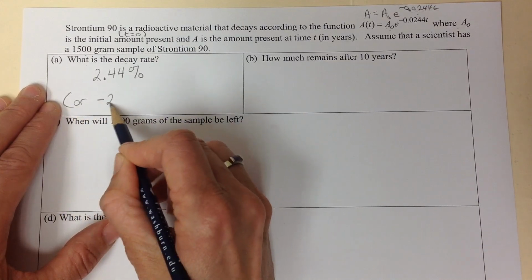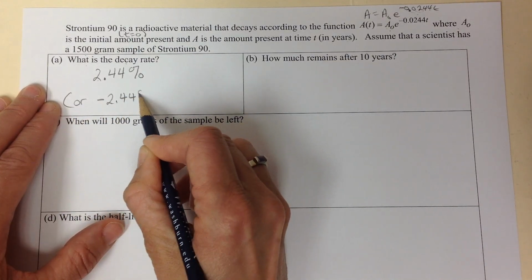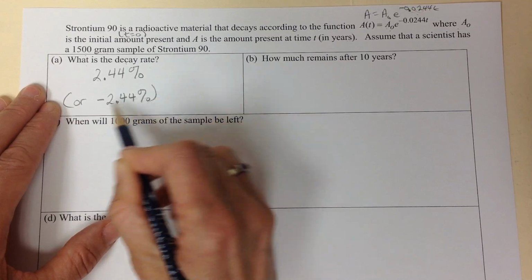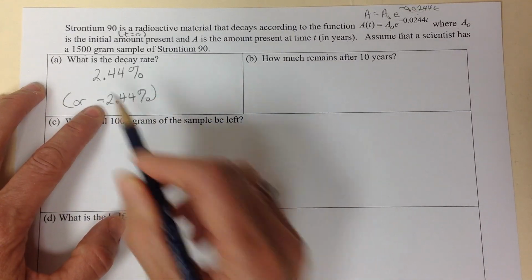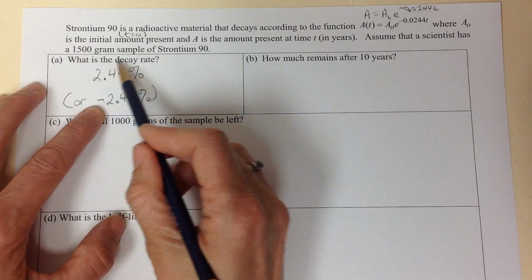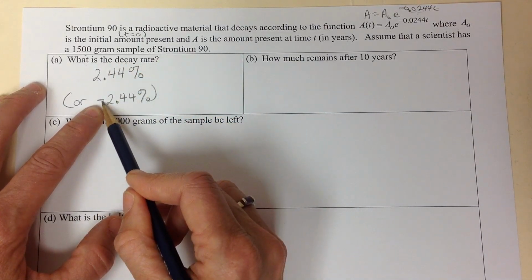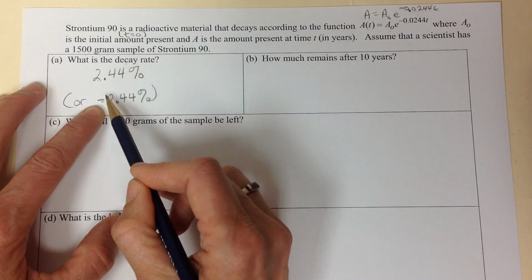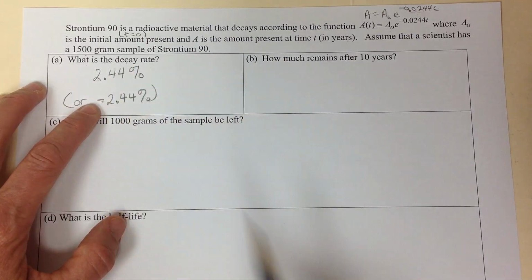It already says decay in the problem, so I'm going to use a positive number here, but I would accept negative 2.44%. Anytime your rate is negative, it's going to decay. Either one of these would be fine. If it just said what is the rate, you would want to include the negative, but it already specified decay, so I don't need the negative because that's going to be repetitive.